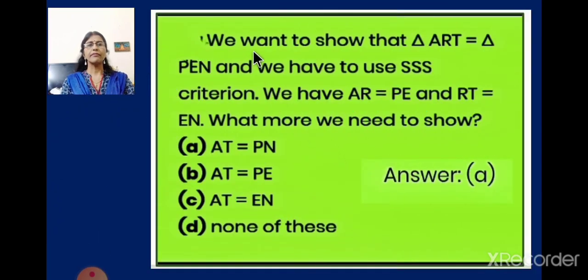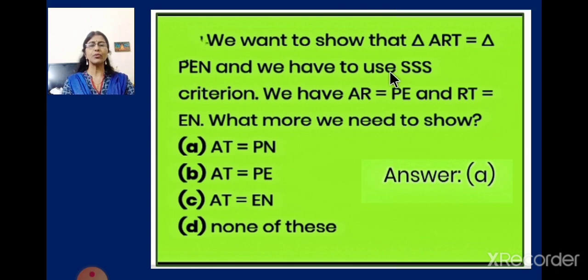Now next question: we want to show that triangle ART is congruent to triangle PEN and we have to use SSS criterion. We have AR is equal to PE, RT is equal to EN. What more we need to show? So this is the question. Here you have to use this criterion, that is SSS criterion. And here you can see two sides are given. AR is equal to PE. Similarly here you can see RT is given, which is equal to EN. So two sides are given which are equal.